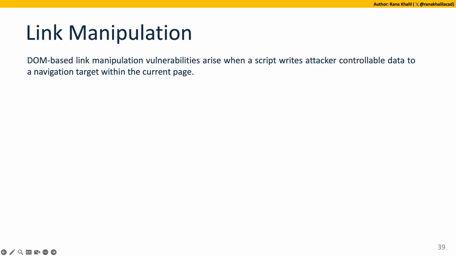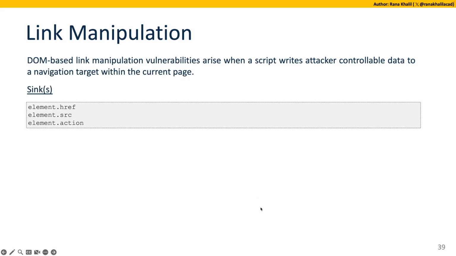DOM-based link manipulation vulnerabilities arise when a script writes attacker-controllable data to a navigation target within the current page. So for example, using the href attribute, or the src attribute, or the action attribute.